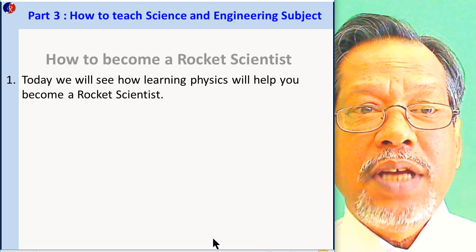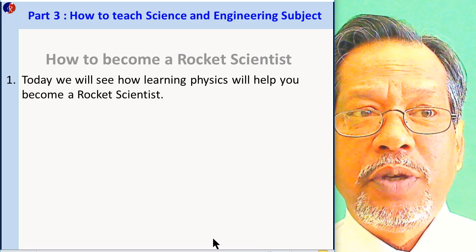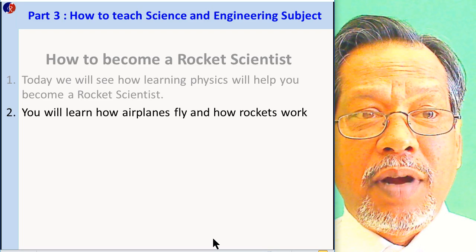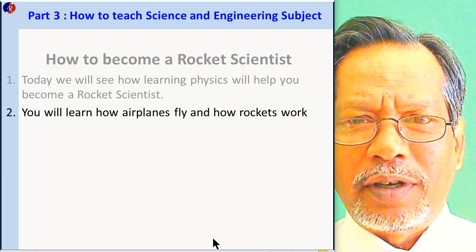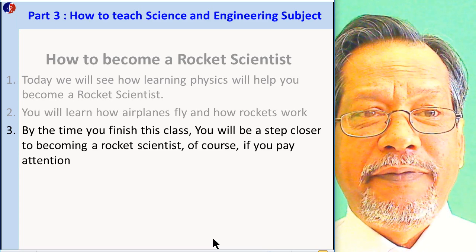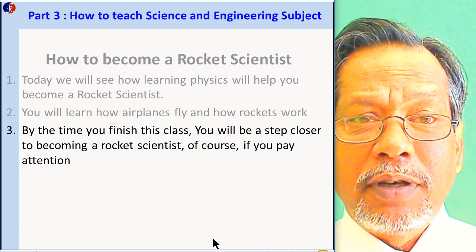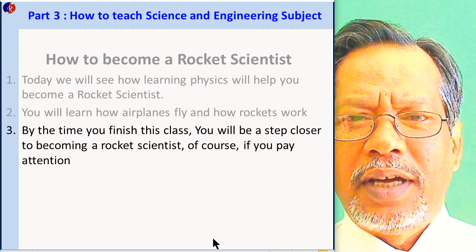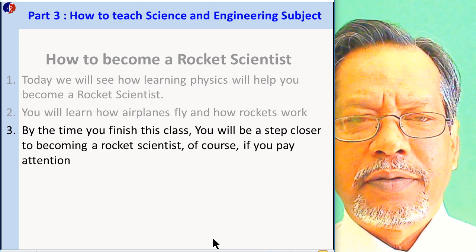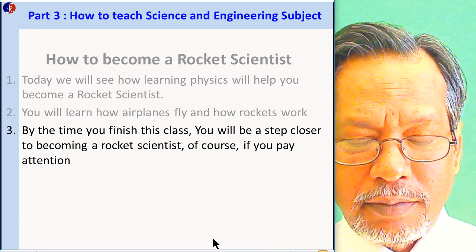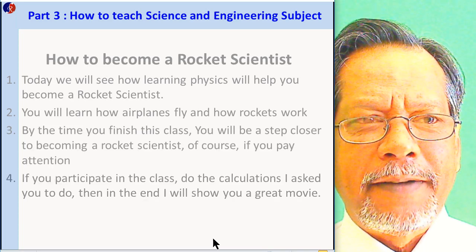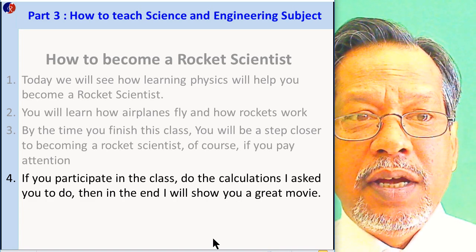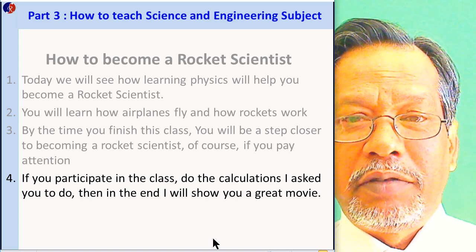Today, we will see how learning physics will help you become a rocket scientist. You learn how airplanes fly and how rockets work. By the time you finish this class, you'll be a step closer to becoming a rocket scientist. Rocket scientist is an informal name for aerospace engineers. Of course, you have to pay attention to what I'm teaching today. If you participate in this class, do the calculations I asked you to do, then in the end, I'll show you a great movie.